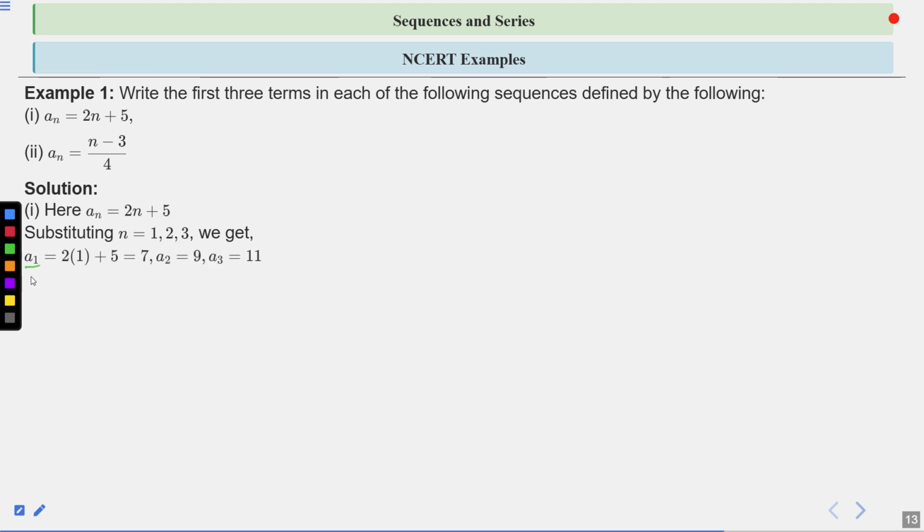So for a1, the first term is simply twice of 1 plus 5, which is 7. So the first position member is 7. a2, the second position term, is 2 times 2 plus 5, which is 4 plus 5, 9. So the second term is 9. a3 is 2 times 3 plus 5, meaning 6 plus 5, 11. So the third term is going to be 11. Simple.